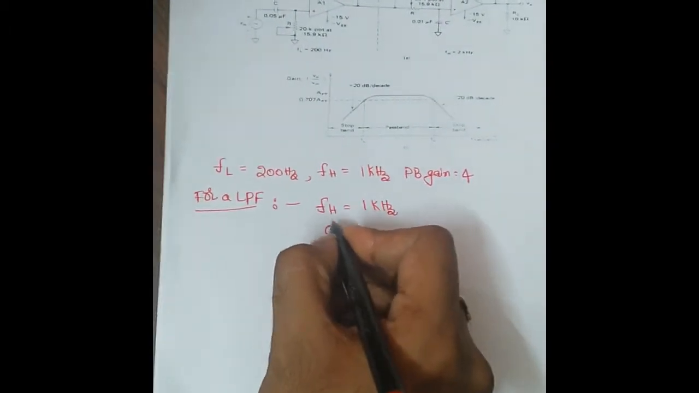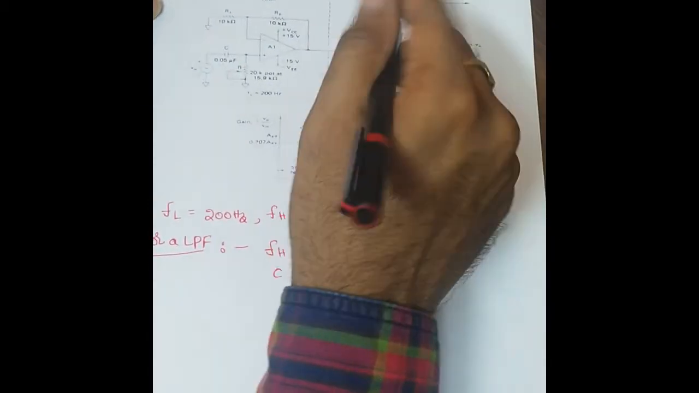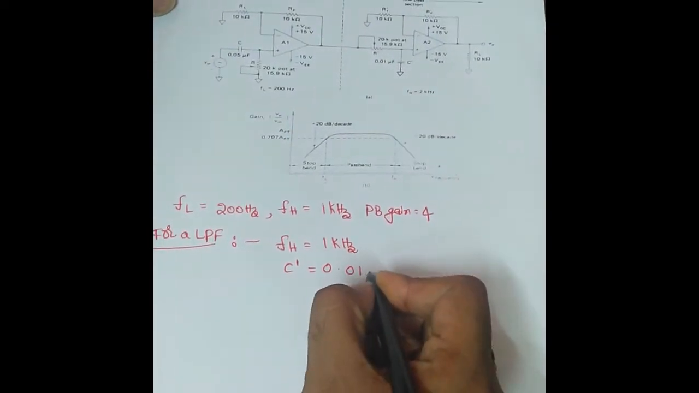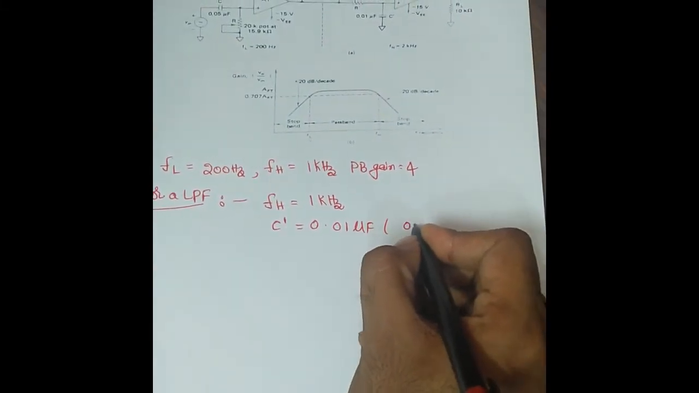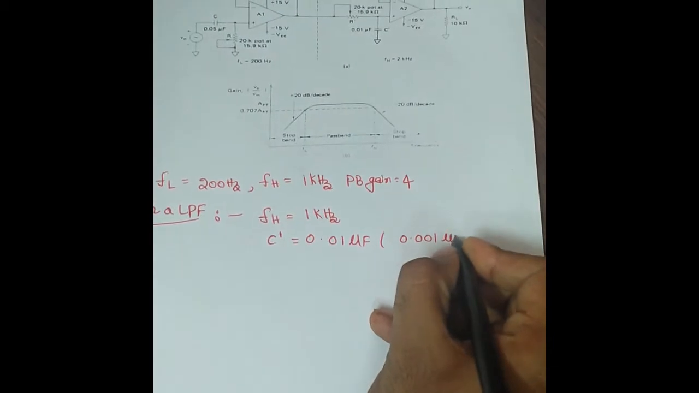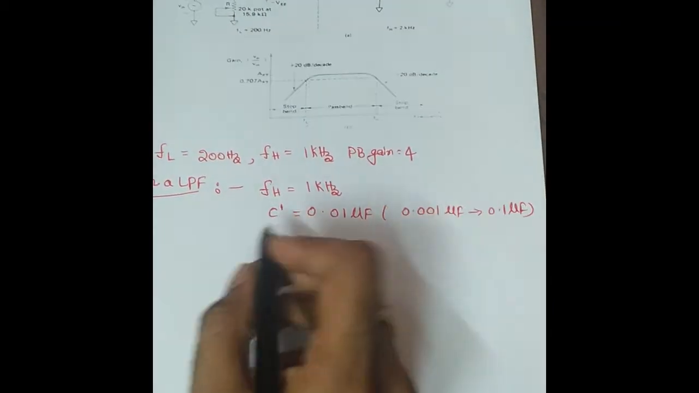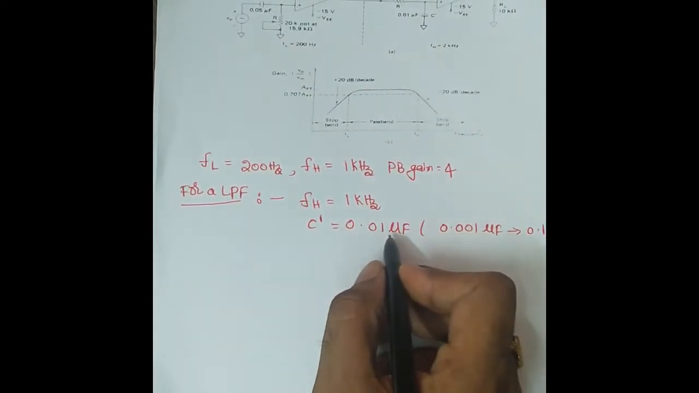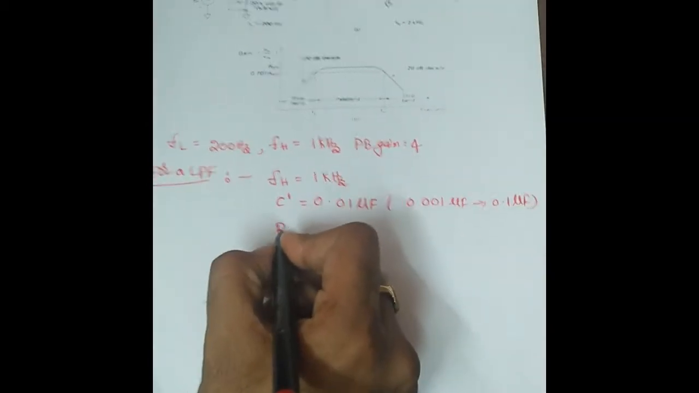The capacitance value, for a low pass filter, I have selected as C dash equal to 0.01 microfarad. We know that it may be selected in between 0.001 microfarad to 0.1 microfarad. For this design I have assumed it as 0.01 microfarad, and after that we need to calculate the value of the R dash.